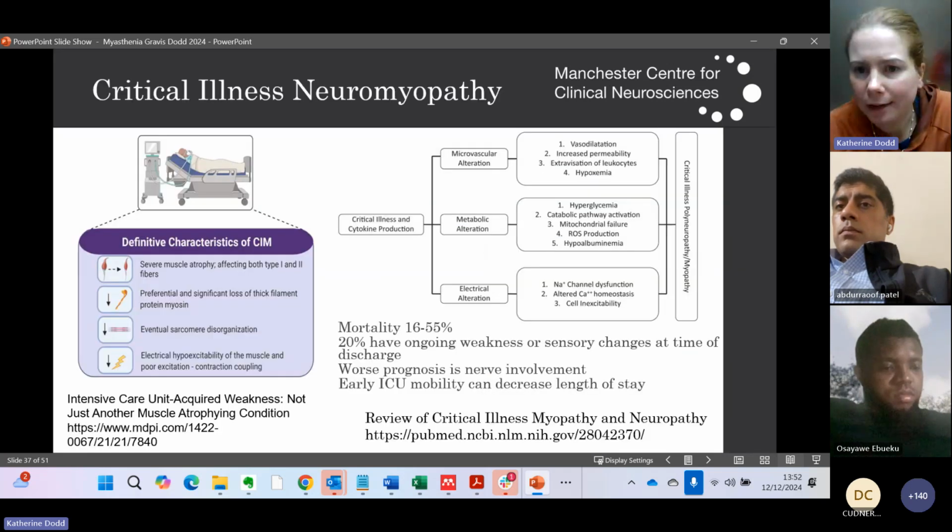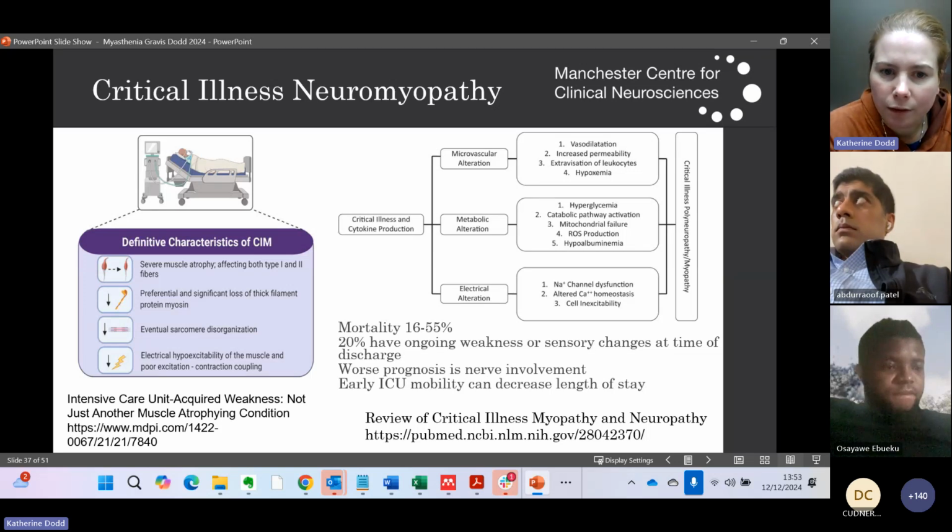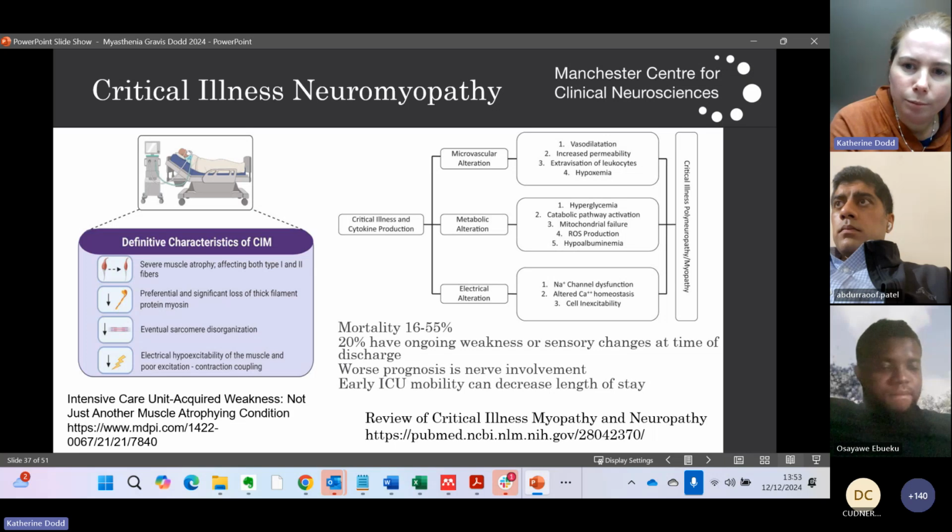But the other thing this chap had, you'll note, was absent reflexes and quite prominent leg weakness. He probably had a critical illness neuromyopathy. This often complicates patients who've been on ITU for a while. They have atrophy of the muscle fibres, loss of axons, and those that get critical illness neuromyopathy do worse. The mortality is variable, but it says between 16 and 55%. 20% have some ongoing weakness or sensory change once they go home, the ones that survive. It's worse if there's nerve involvement, not just muscle involvement. And so it's important to try and mobilise our patients on ITU early, if possible.